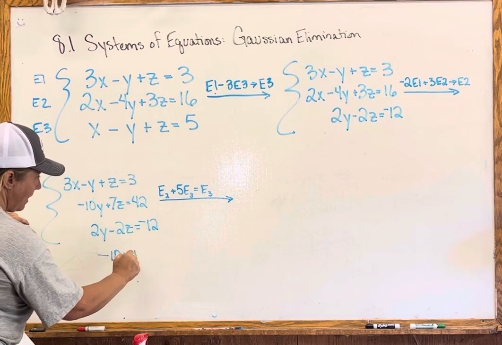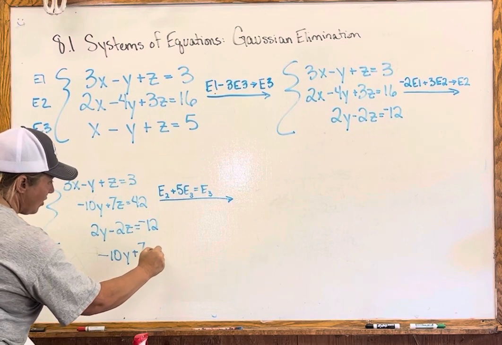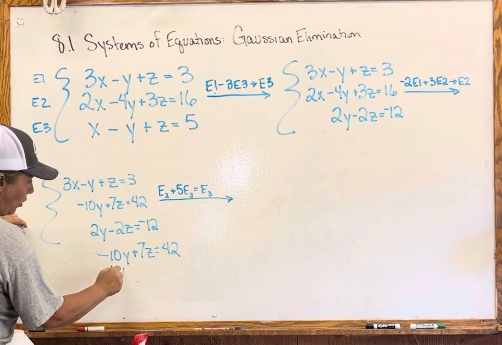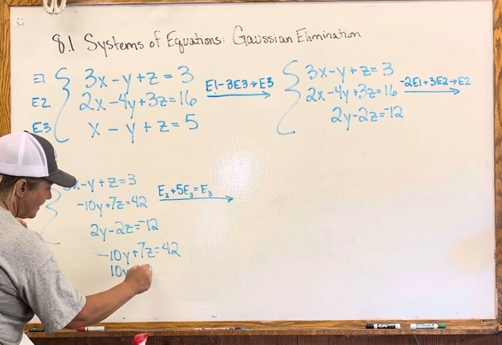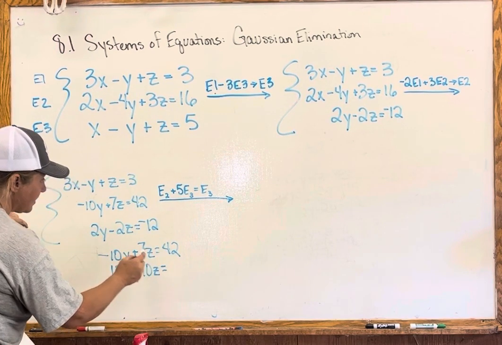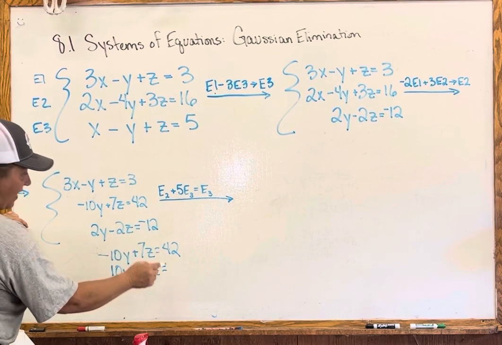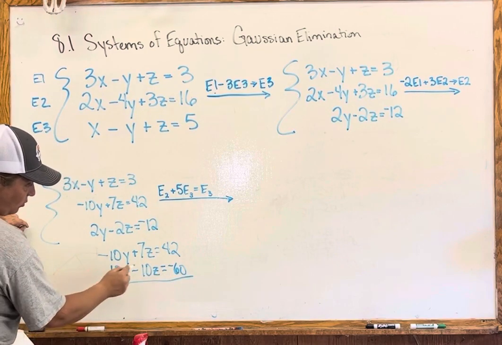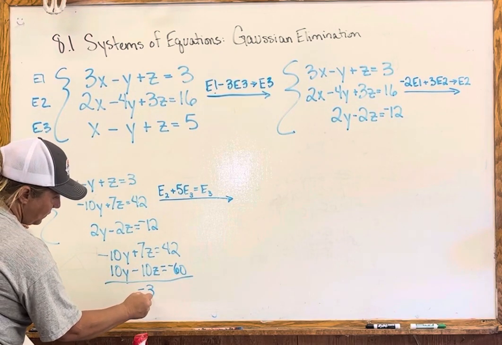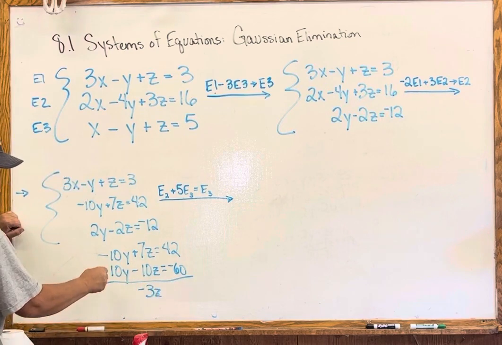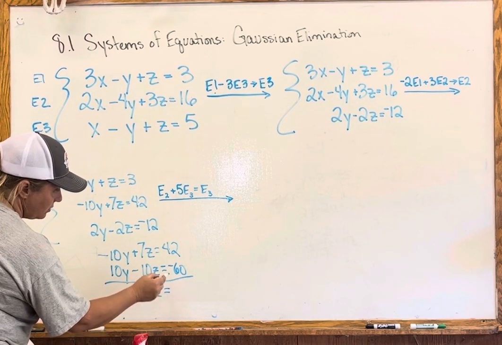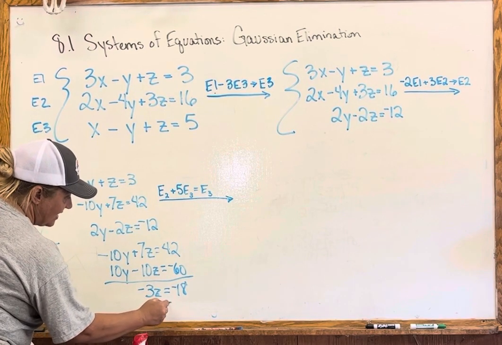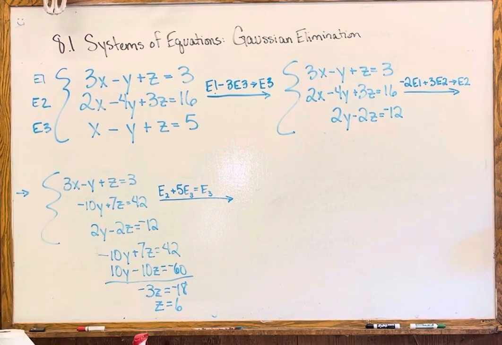Negative 10y plus 7z equals 42. Multiply by 5 now. So that's going to be 10y minus 10z equals, and negative 12 times 5 is going to be negative 60. So when we combine there, we're going to have negative 3z, right, because these guys go away, equals negative 18. So we can actually continue on and write this as z equals 6. Everybody okay with that one?